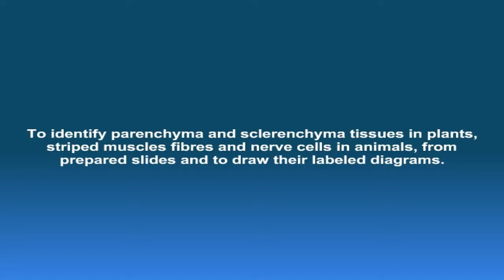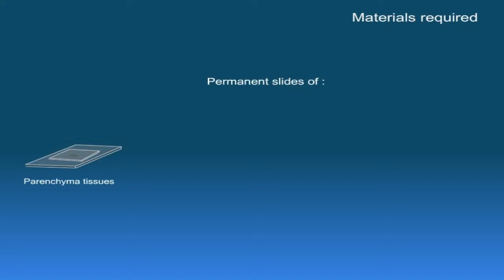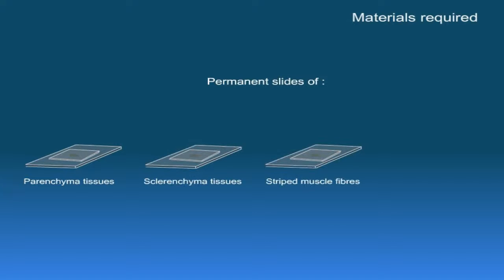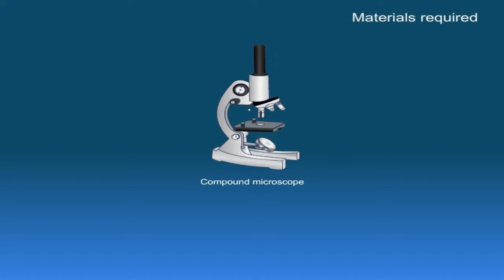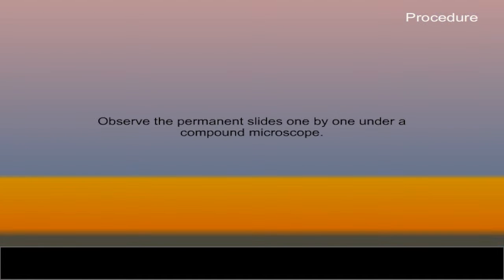To identify parenchyma and sclerenchyma tissues in plants, striped muscle fibers and nerve cells in animals from prepared slides and to draw their labelled diagrams. Materials required: permanent slides of parenchyma tissues, sclerenchyma tissues, striped muscle fibers and nerve cells, and a compound microscope. Procedure: observe the permanent slides one by one under a compound microscope.